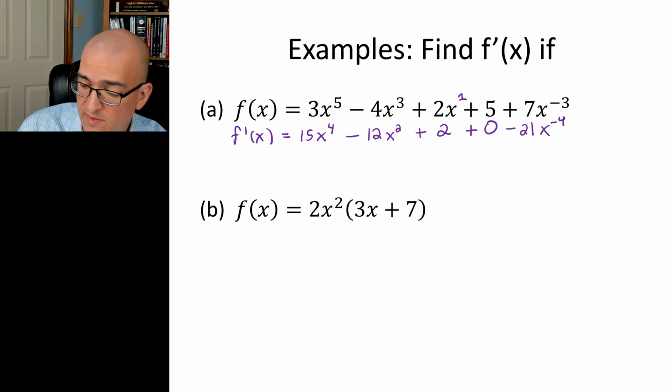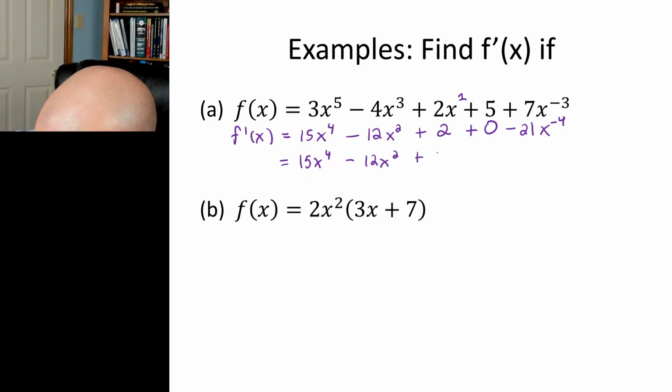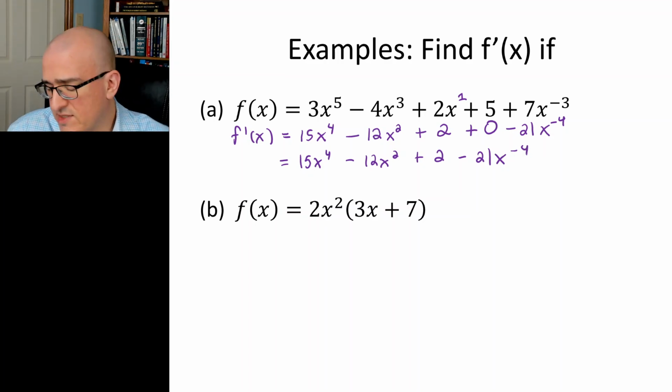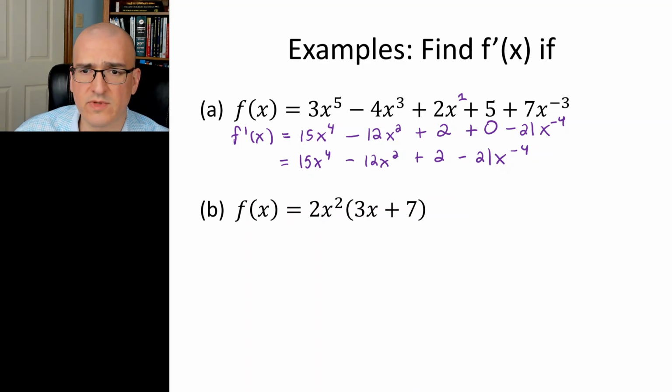Subtract 1 from -3, you get -4. And the only difference between this and a proper final answer is we tend not to write the plus 0. So 15x to the power 4 minus 12x squared, nothing combines. All the powers of x are different. Don't bring the x to the -4 down in the denominator, make a common denominator. That's weird. Don't do that.